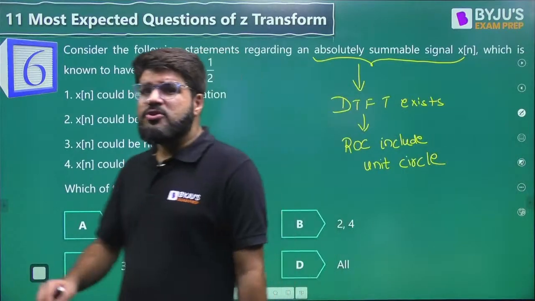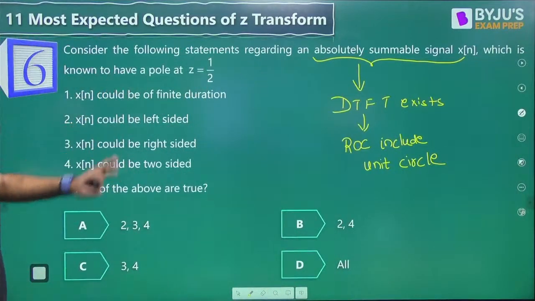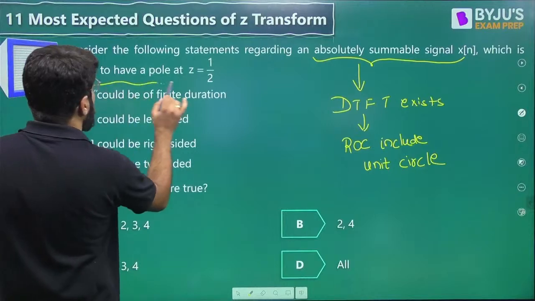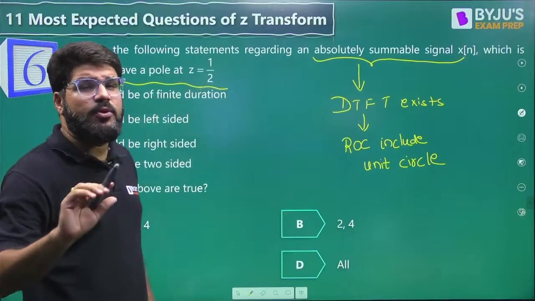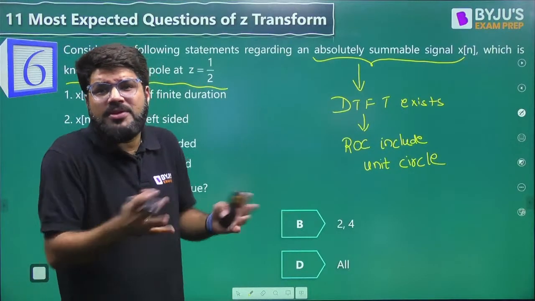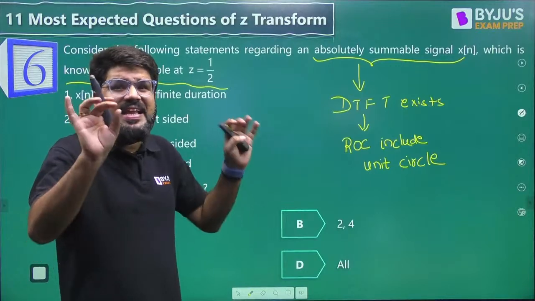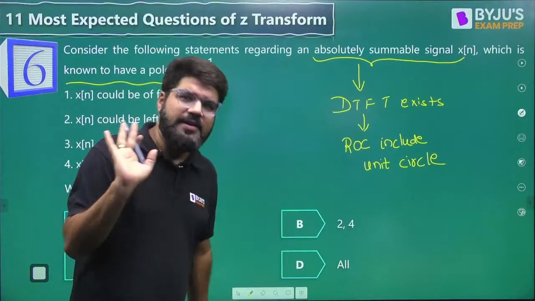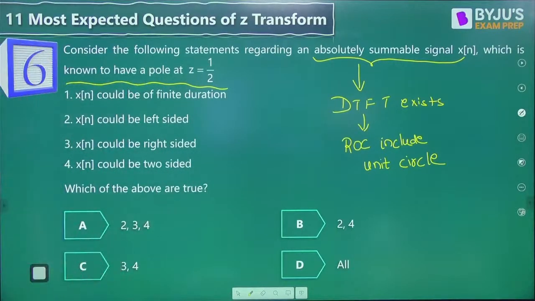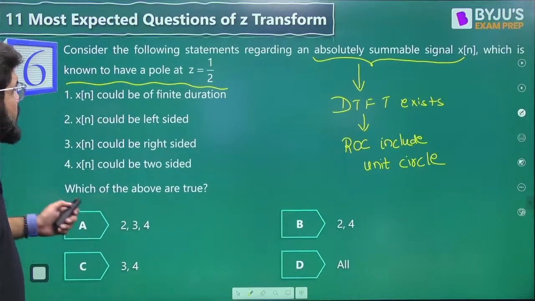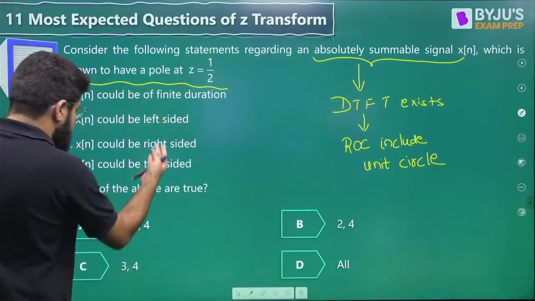Now it is known to have a pole at z equal to half. There may or may not be other poles, I don't know, nothing is given. But there is a pole at z equal to half. That is what is finally given, that is confirmed. So it is known to have a pole at z equal to half. Let's check which of the options are correct.